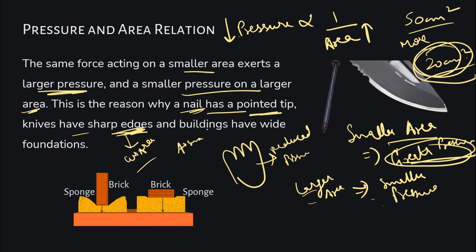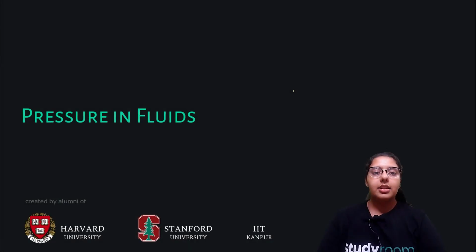You see, all the things you use in daily life have the application of pressure, correct? And buildings have wide foundations. Buildings have wide foundations to reduce pressure, right? Because if your foundation is wide, the area is more. Your area is more, your pressure is then less.